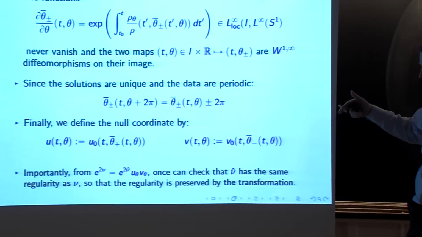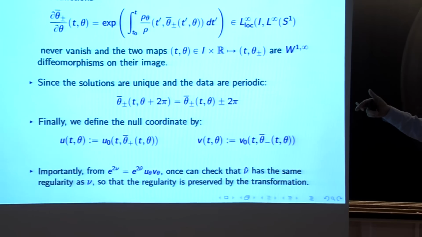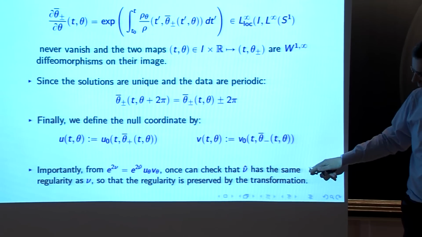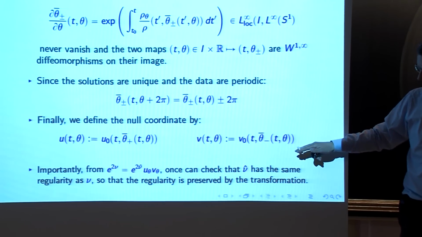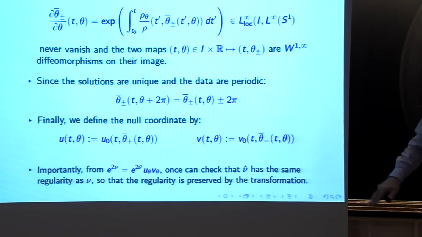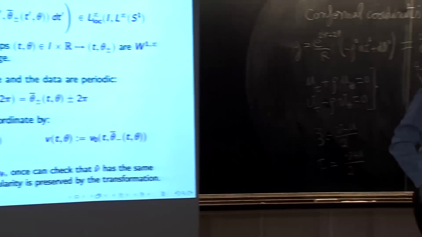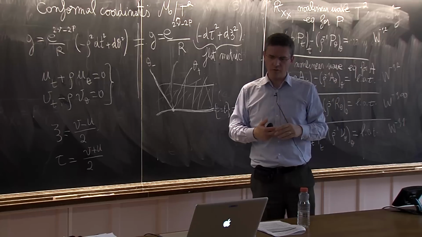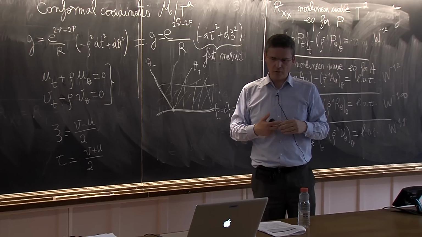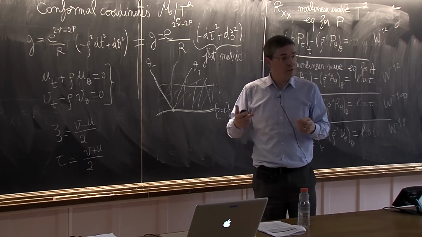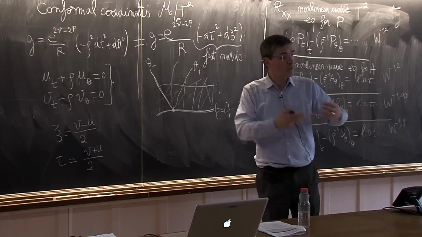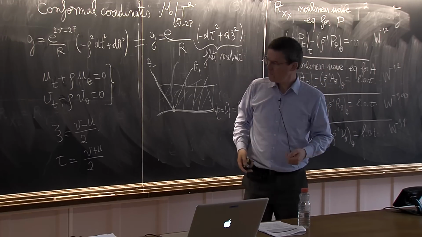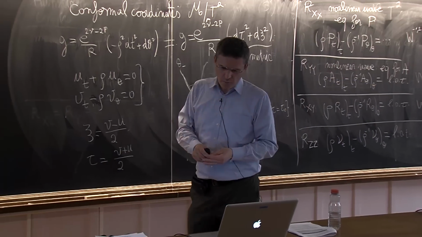And the fact that rho is actually W^{2,1} allows you to check that the regularity of nu, which was W^{1,1}, is preserved by the transformation. So by looking at the regularity of each term, you can check this easily, that the regularity is not changed by this transformation. This transformation exists, and the weak regularity remains the same. Okay. So we can proceed.